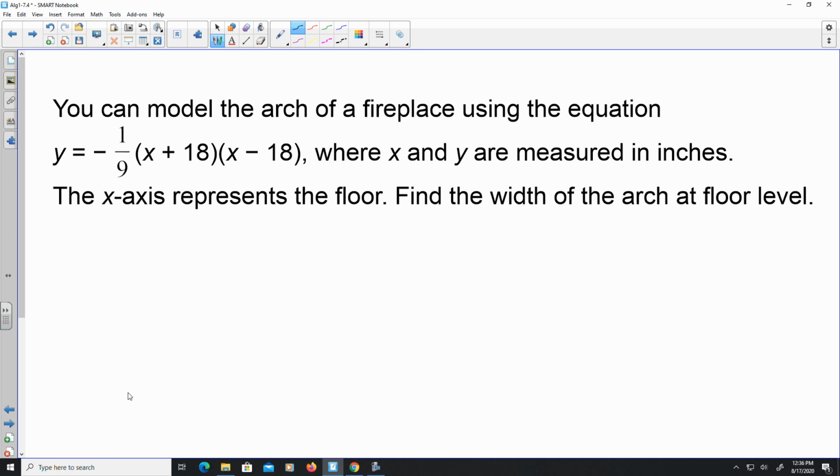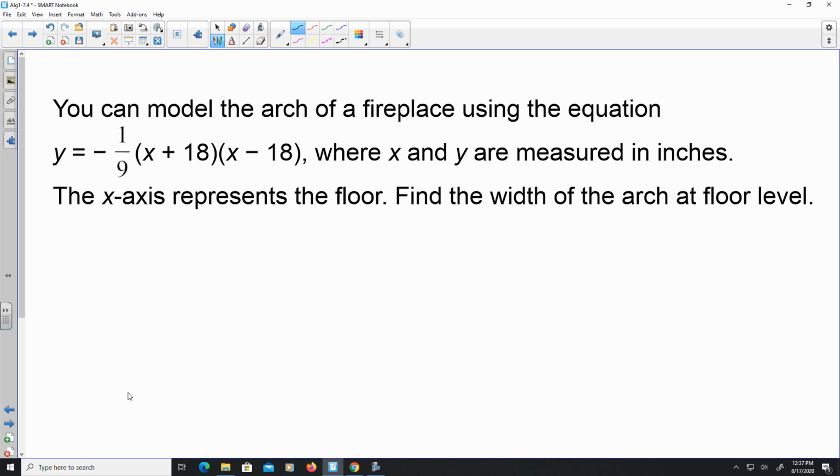All right, so now here it says you can model the arc of a fireplace using the equation y equals negative 1/9 times the quantity x plus 18 times the quantity x minus 18, where x and y are measured in inches. It says here that the x-axis represents the floor. They want you to find the width of the arc at floor level.